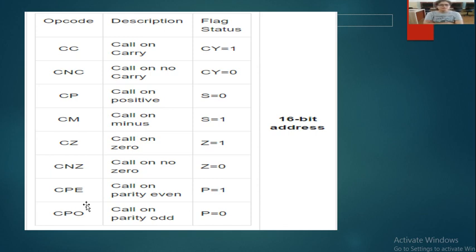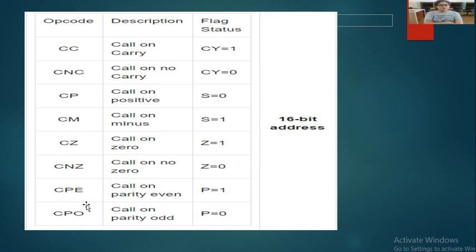So CC is call on carry, meaning transfer the call if there is a carry. CNC is call if there is no carry. Next is CP. C stands for call, P stands for positive. Call if the result is positive. To check the positivity of a number, we check the sign flag. Sign flag 0 means the number is positive.